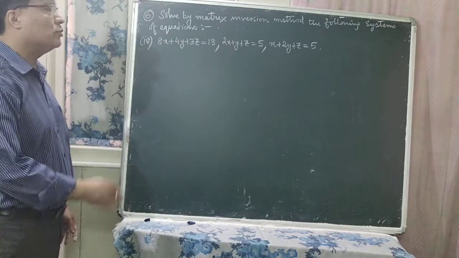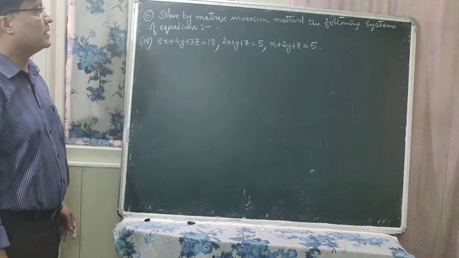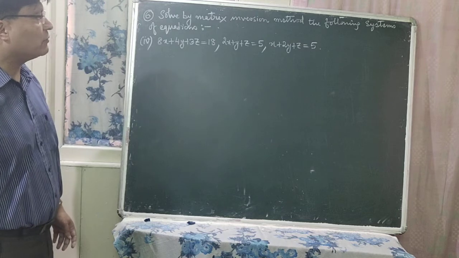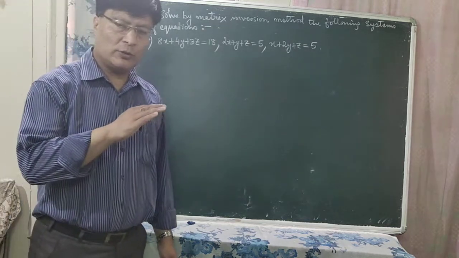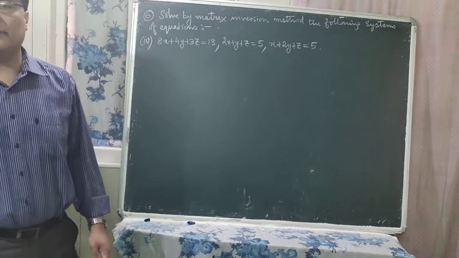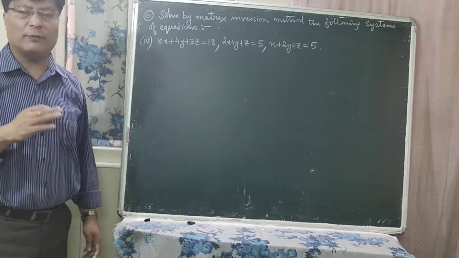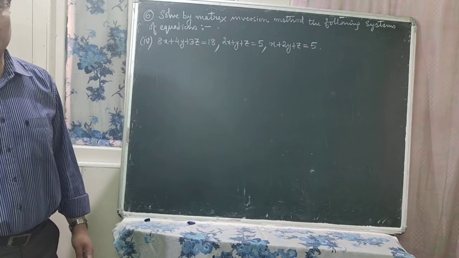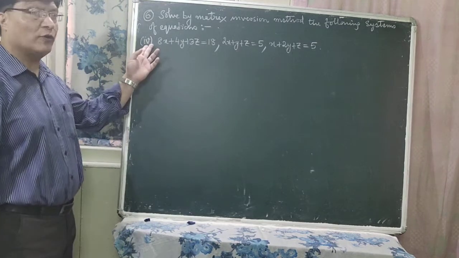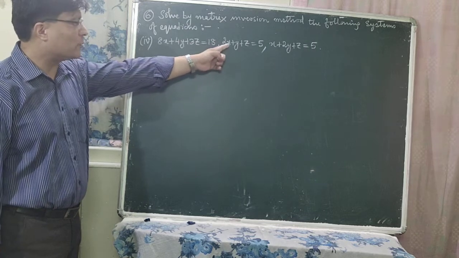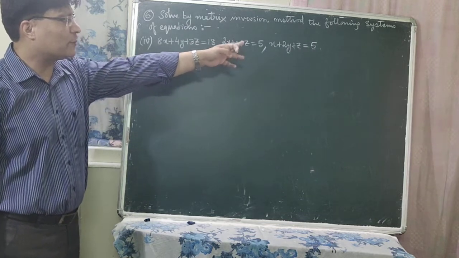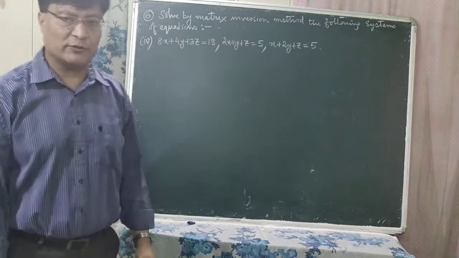Now we'll do question number 6. That is also solve by matrix inversion method the following systems of equations. So systems of equations are given here. You have to solve it with the help of matrix inversion method. So question number 4 is 8x plus 4y plus 3z is equal to 18. 2x plus y plus z is equal to 5. X plus 2y plus z is equal to 5 also.